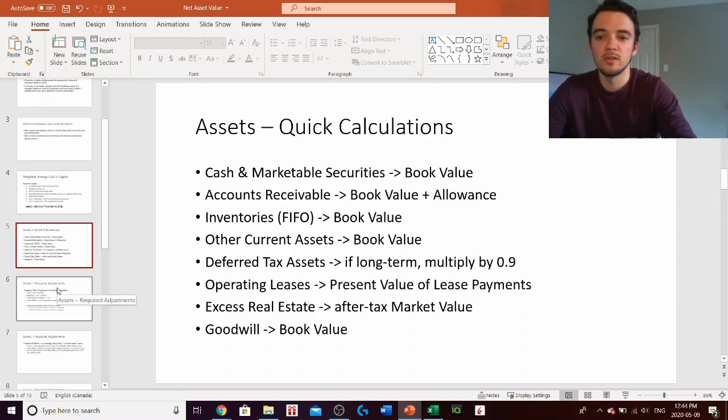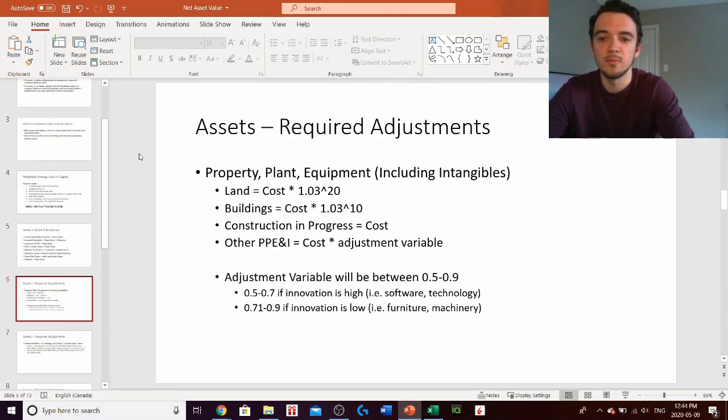So now we're going to go into some of the entries that require adjustments, and the first one is going to be the property, plant, and equipment, and that's going to be including intangibles. So land, because historically land has grown at 3% a year, and companies list land at cost, the land is actually undervalued. So what you want to do is compound the growth of land for 20 years at that 3% growth rate, so that you get an idea of what an accurate value of that land is today.